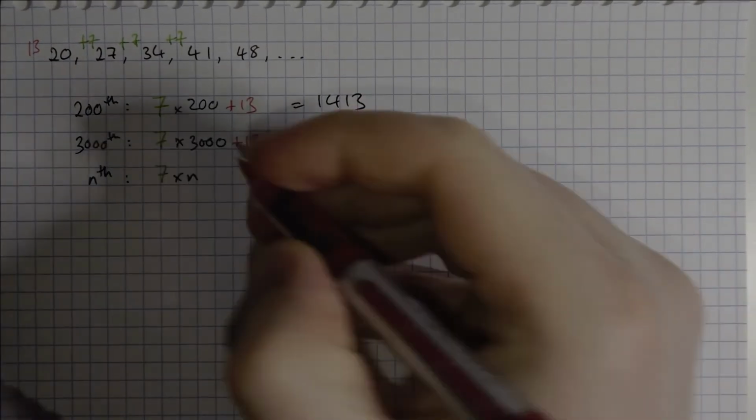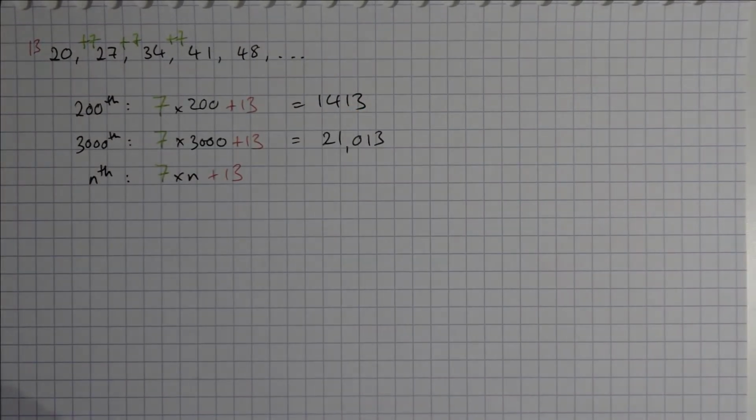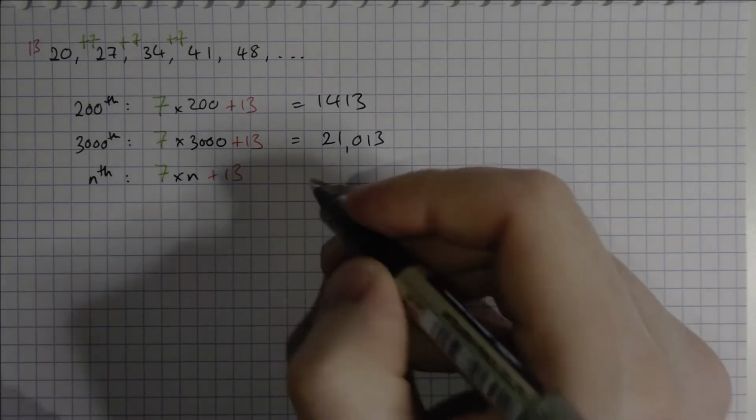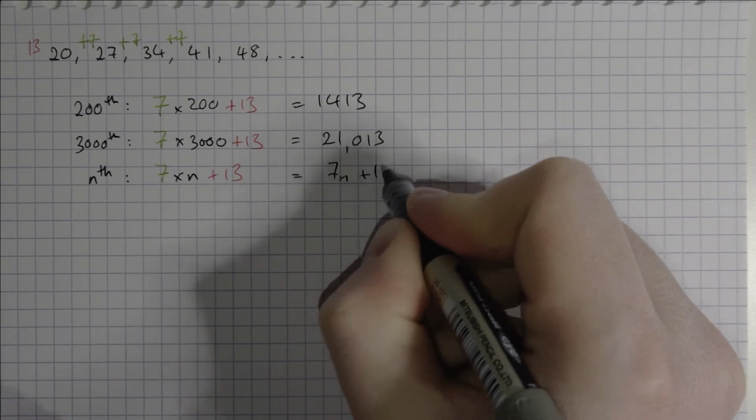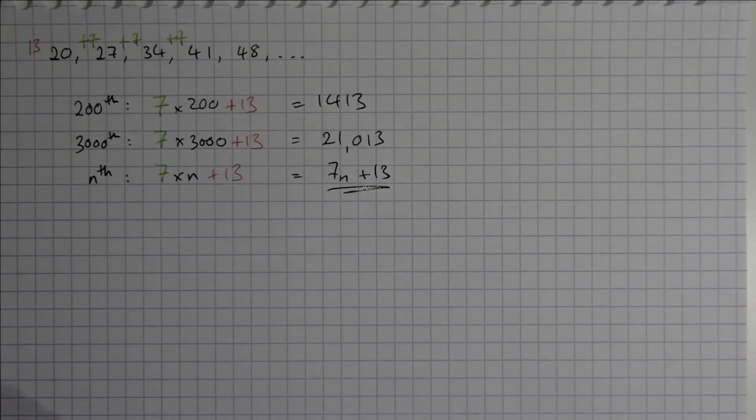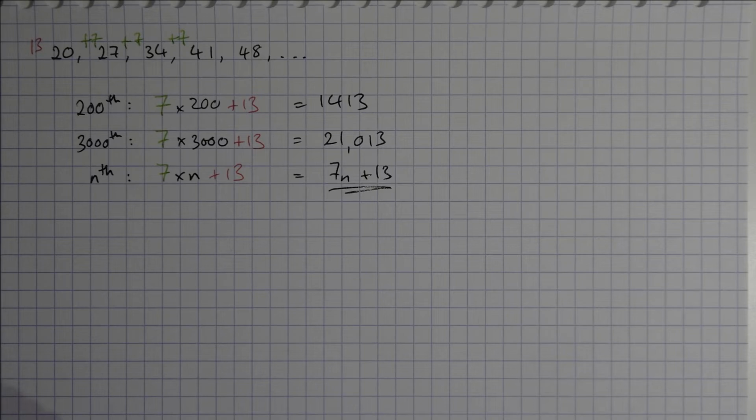And the 0 term, 13. When we're writing that, we just ditch the times sign, don't we? You know how to write in algebra. 7 times n is written as 7n. So 7n plus 13. I'd like to whiz through a few more examples.